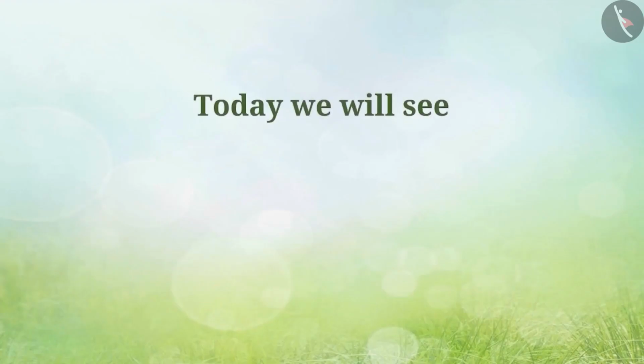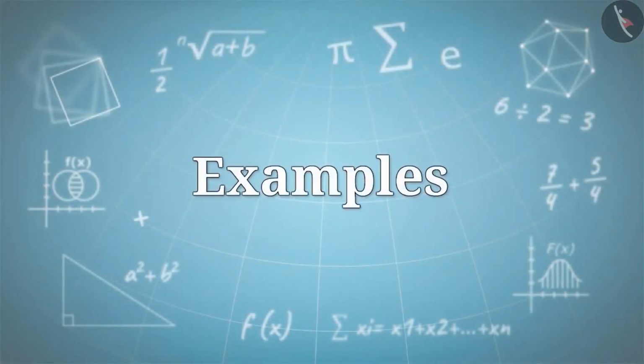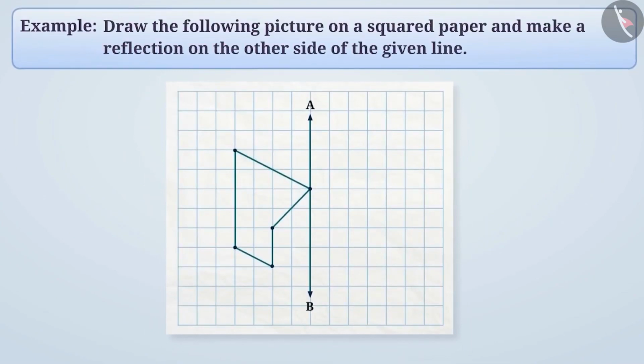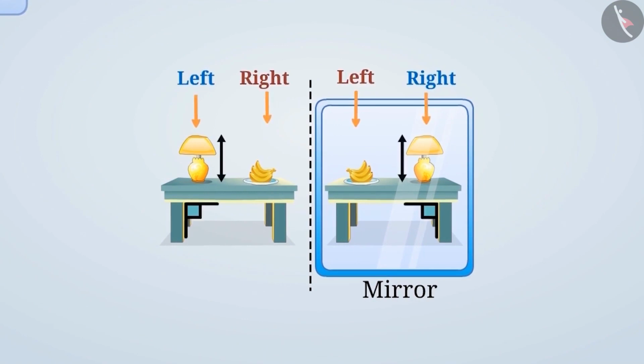Today, we will see examples of reflection and symmetry. Draw the following figure on a squared paper and make a reflection on the other side of the given line. Imagine that there is a mirror in place of AB. As you know, in a mirror, the right part of the object appears on the left and the left part on the right, but the lengths and angles are equal.